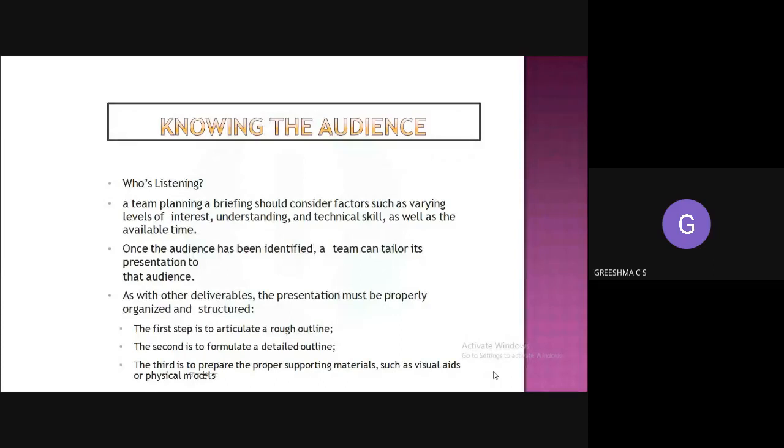I think we have discussed about this. And the team audience has been there, team can tailor the presentation to audience. As with the other deliverers, presentation must be properly organized and structured. Okay. The first step is to articulate a rough outline. Second is to formulate a detailed outline, and third is to prepare a proper supporting material such as visual aids and physical models.